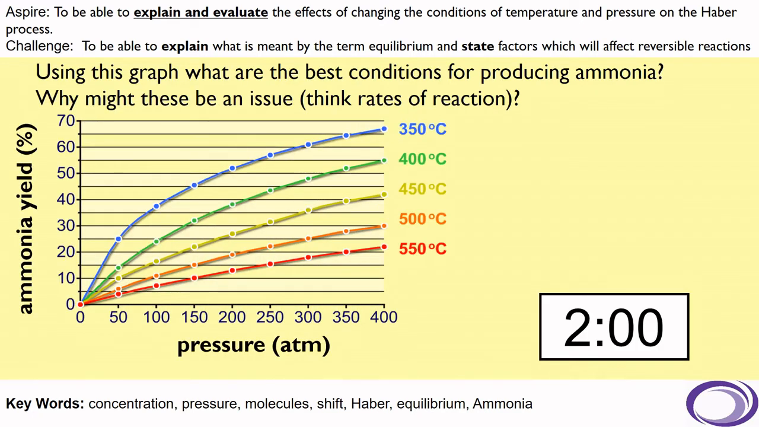So I've got a graph on the screen, and what I'd like you to do is use that graph to tell me what the best conditions for producing ammonia would be. Then I want you to think about why those conditions may be an issue. And there's a little hint on the screen. Think about rates of reaction.